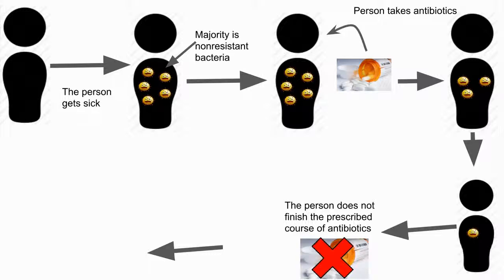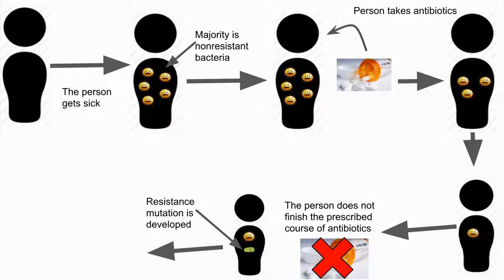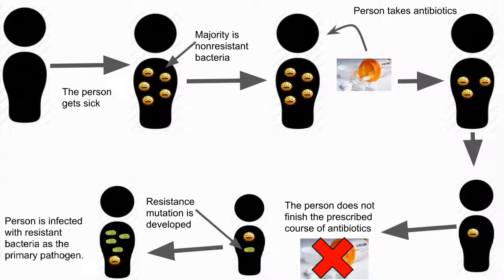But then, in this case, the person does not finish the prescribed course of antibiotics, so any remaining bacteria can live and reproduce. And then the resistance mutation is eventually developed, and that lets it survive any lingering antibiotic effect. And then bacteria with the resistance mutation reproduces and has an advantage because of its resistance, so it becomes a primary pathogen.